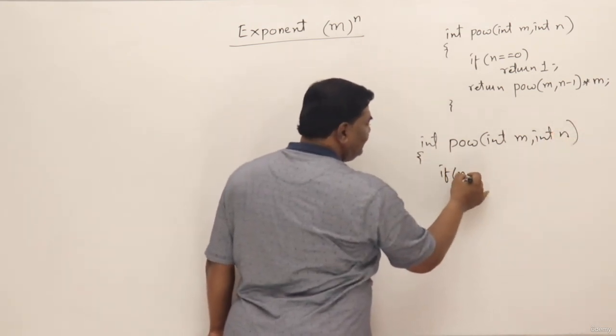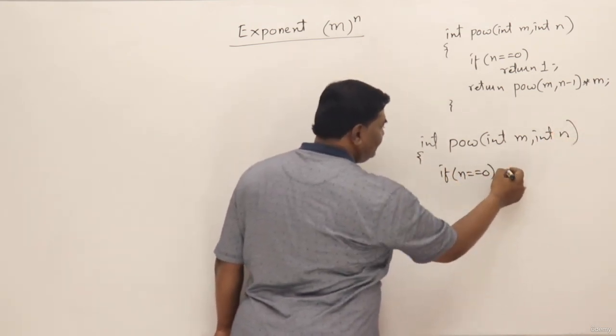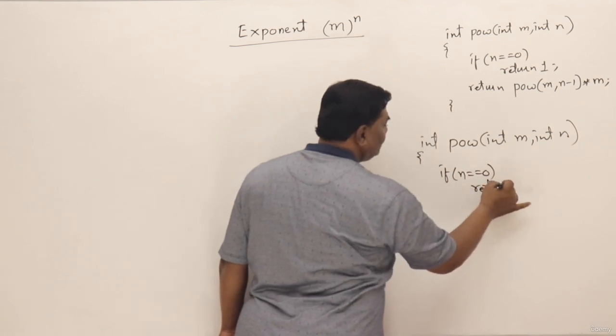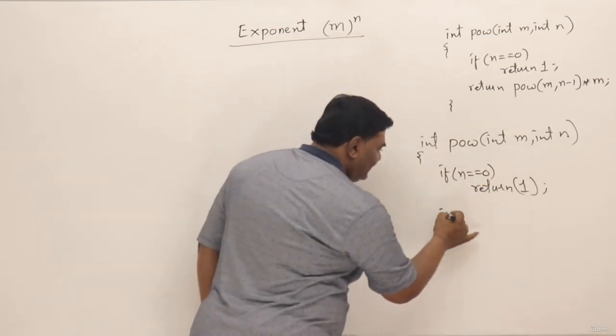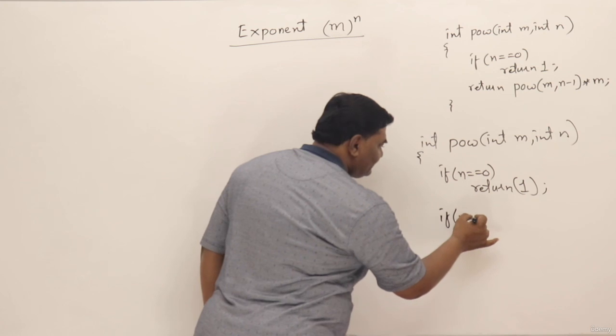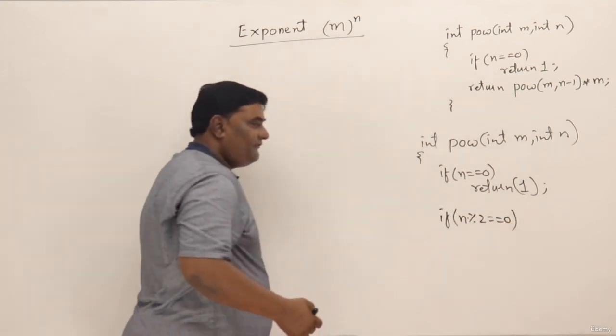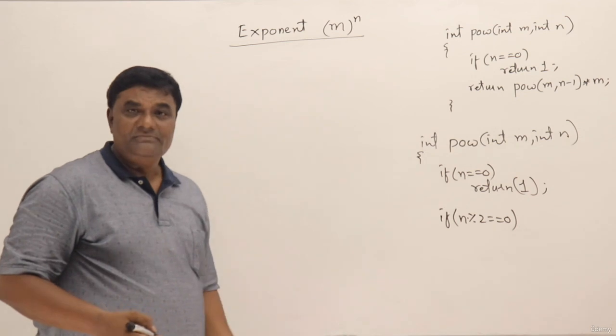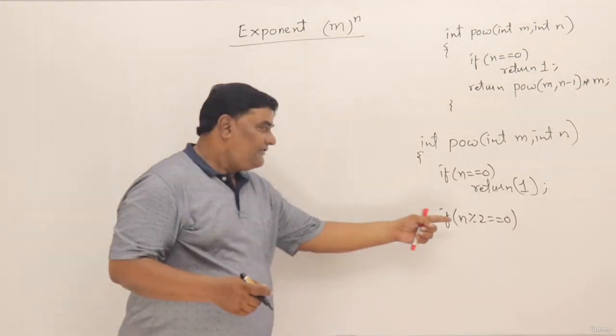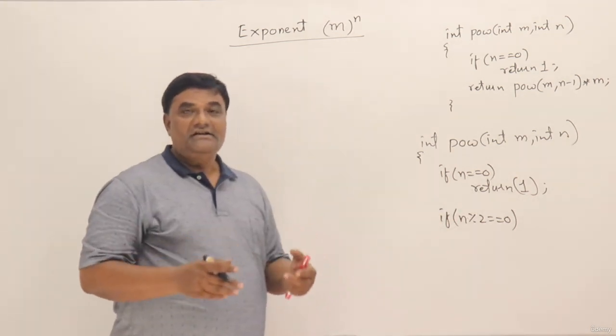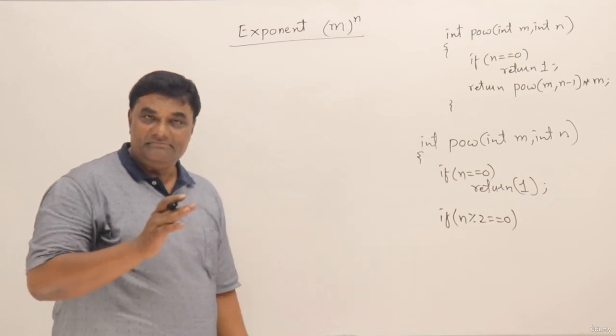First of all, if n is equal to 0, then return 1. Now next, check if n is even. If n mod 2 is equal to 0, it means the number is even. If the power is even, then I can reduce the power by dividing it by 2.